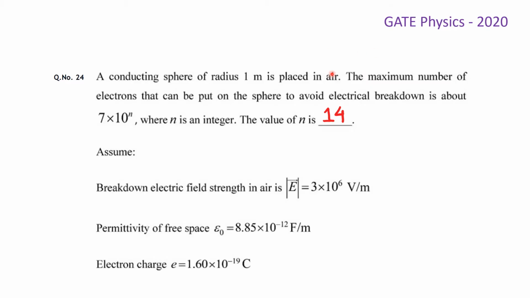So according to our solution, the maximum number of electrons that can be put on the sphere to avoid electrical breakdown is about 7 times 10 to the power 14. So the n value is here 14.